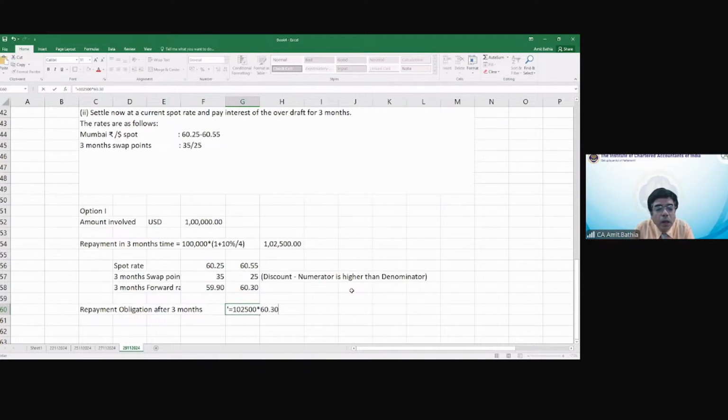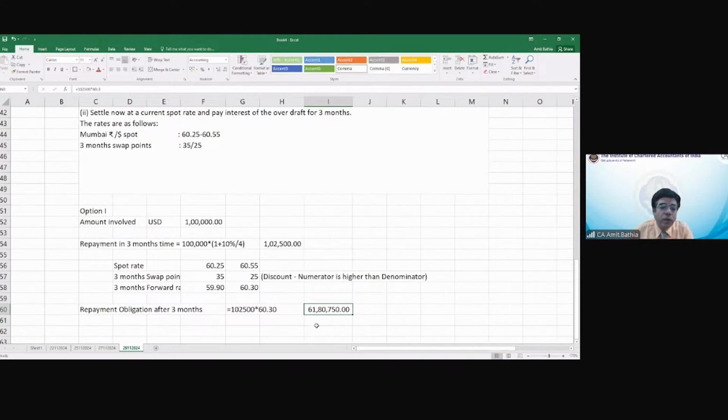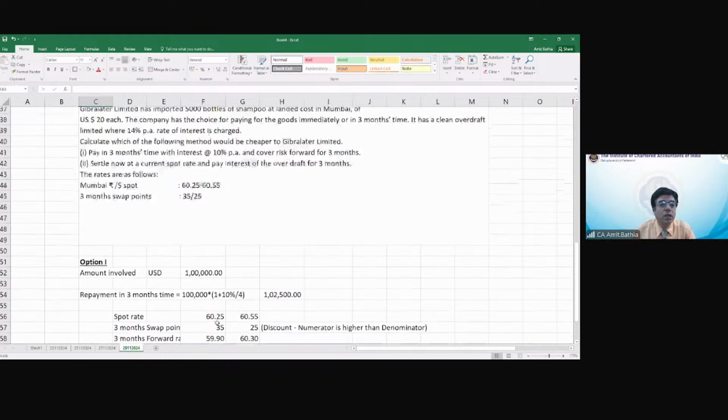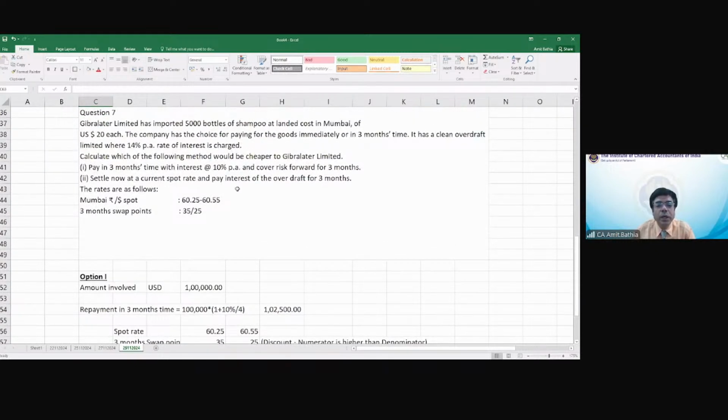Very good. 61 lakhs 80,750. So it comes to 61 lakh 80,750 rupees. This is option 1. Right? Now I need to compute for option 2. What is my option 2? Settle now at current spot rate and pay interest on the overdraft for 3 months.